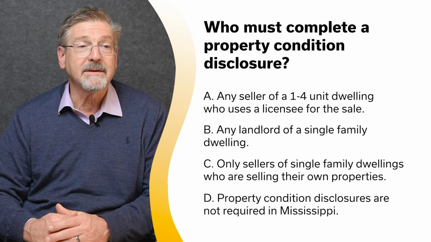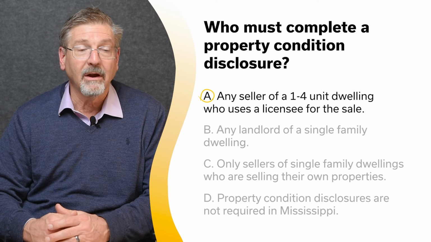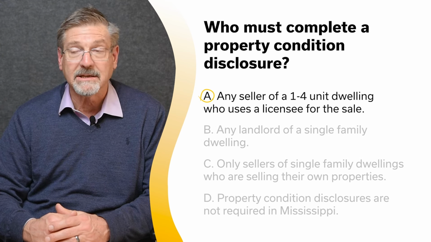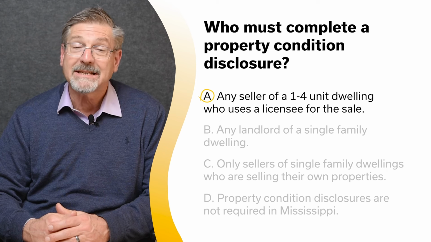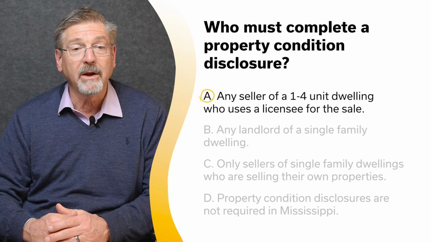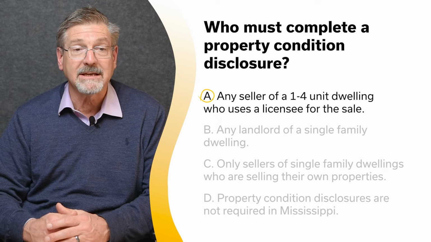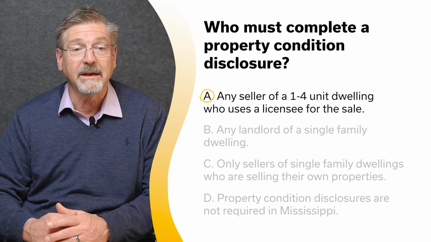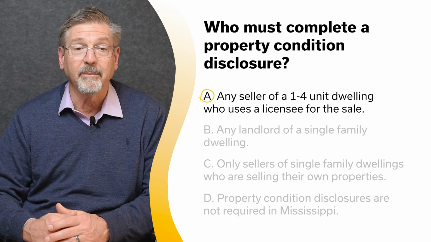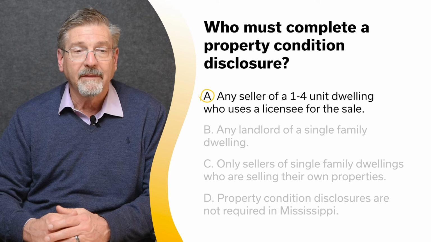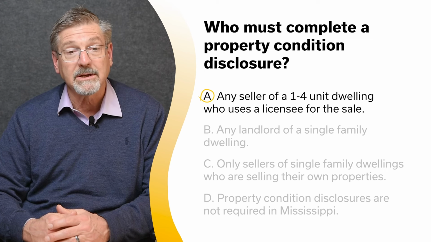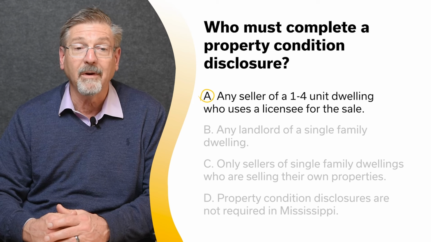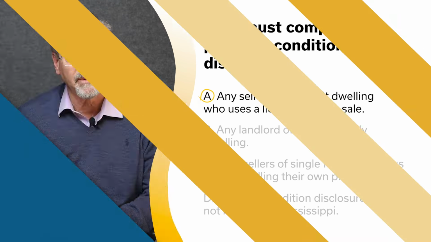The correct answer is A. Any seller of a 1 to 4 unit dwelling who uses a license for the sale. Mississippi law requires anyone who is transferring property that consists of 1 to 4 residential dwellings to provide a property condition disclosure statement to the person receiving the property. These transfers require a disclosure statement when the transfer is completed by or with the help of a licensed broker or salesperson.